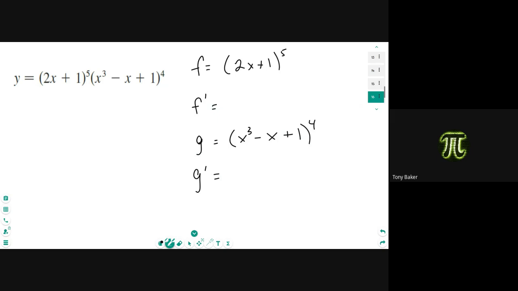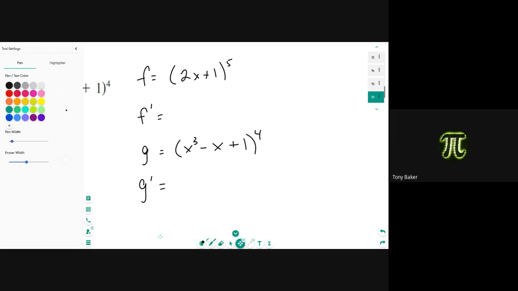That I have to do the chain rule. Don't sit there and change it to 2x plus 1 times 2x plus 1 times 2x plus 1. You'll be here forever. But now we have to do the chain rule. Okay, so let's look at those.